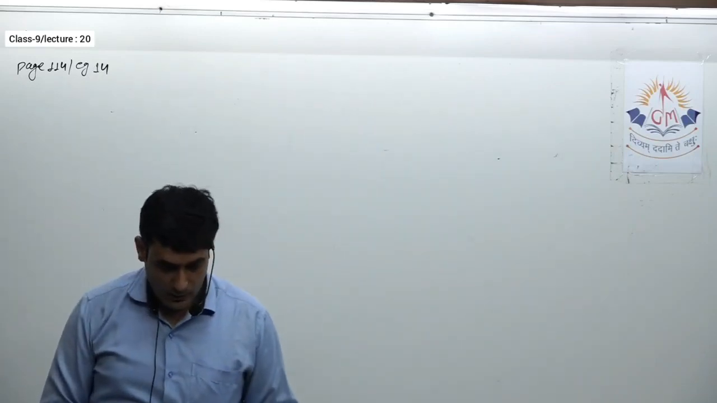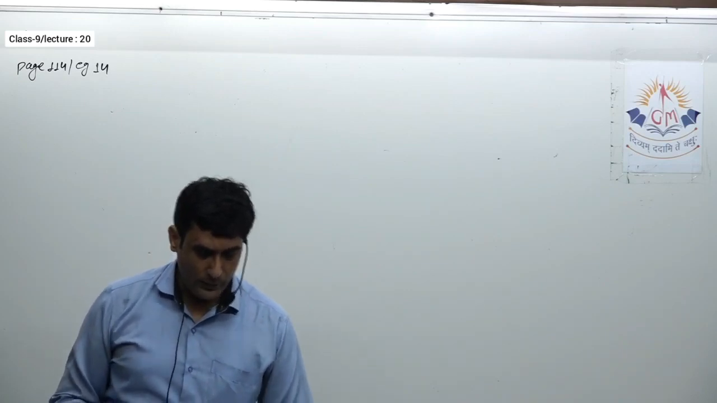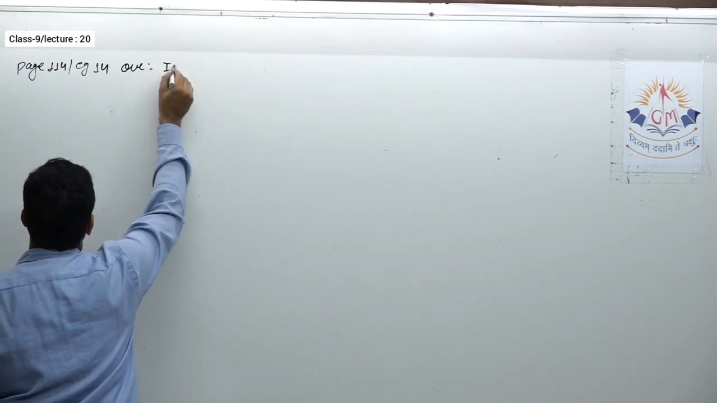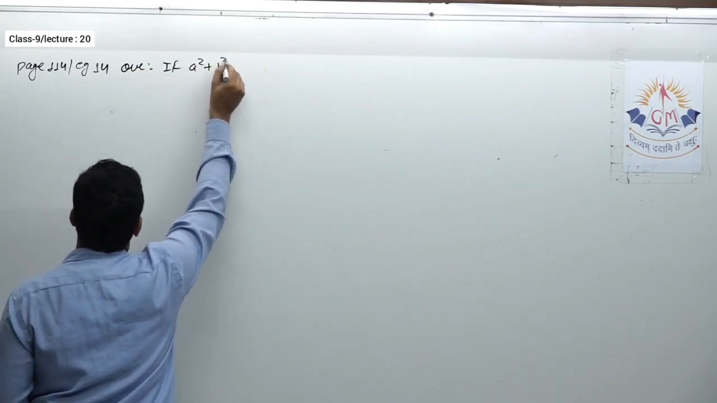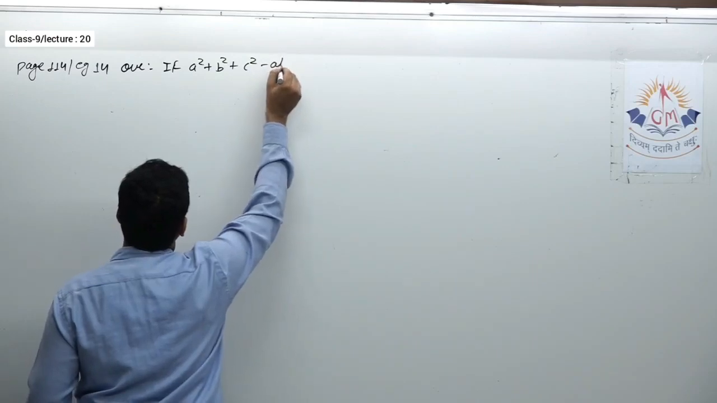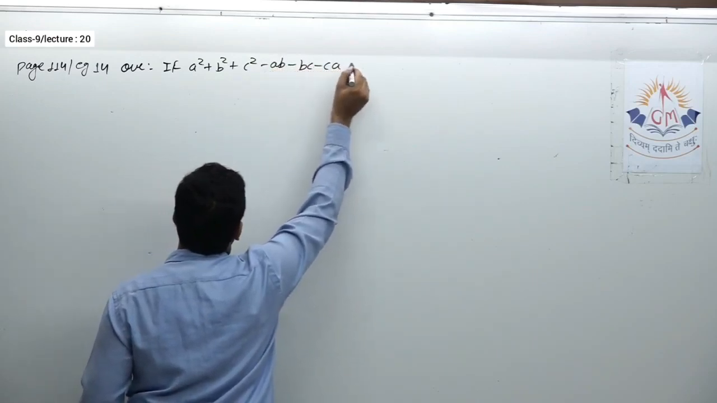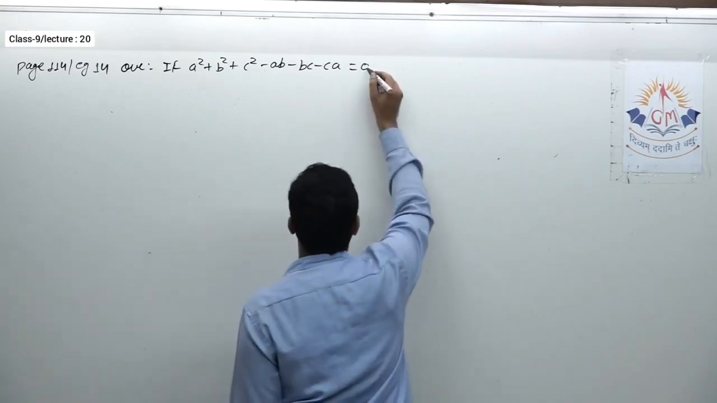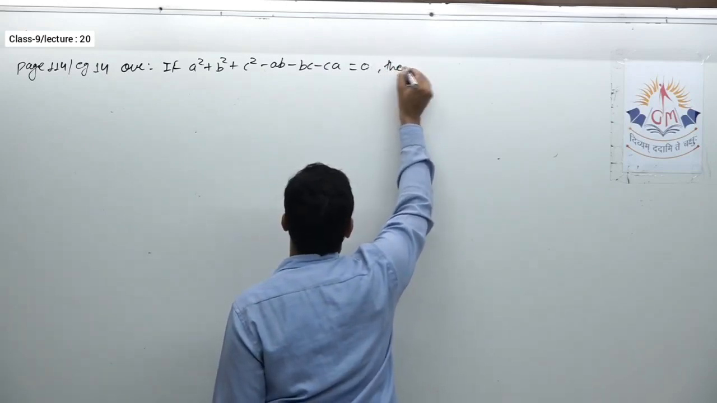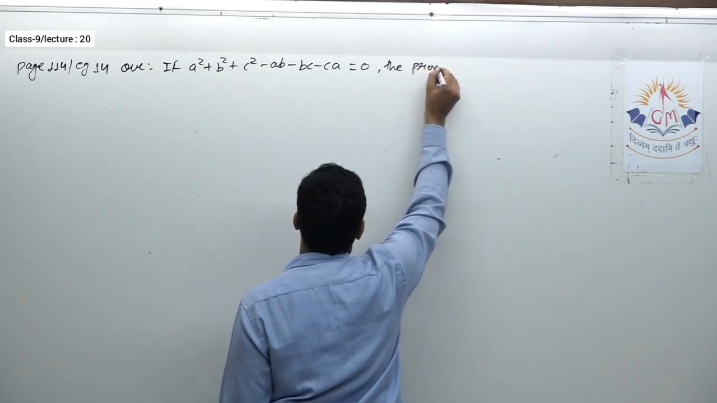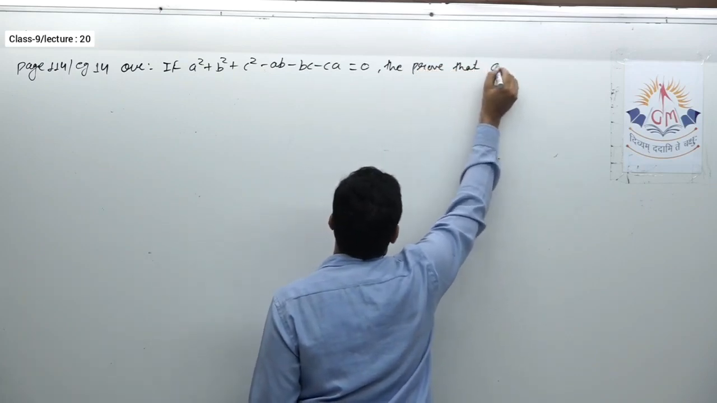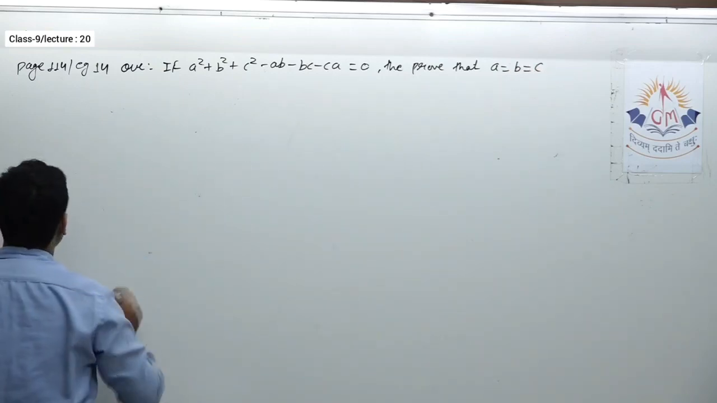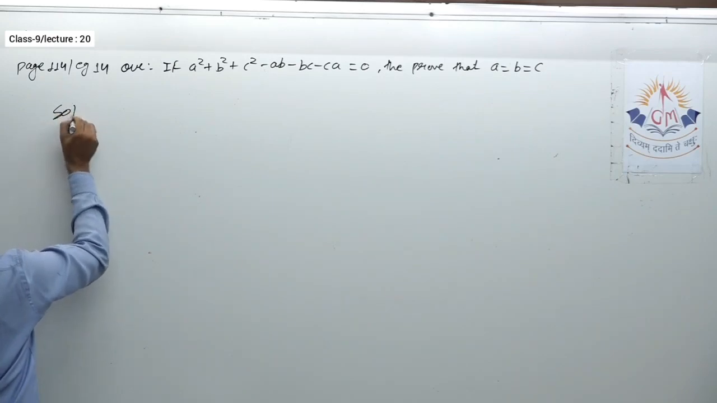Okay, question is, if a square plus b square plus c square minus ab minus bc minus ca is equal to 0, then prove that a equal to b equal to c. Again, it is almost similar to the previous sum. So let us see how to solve this.